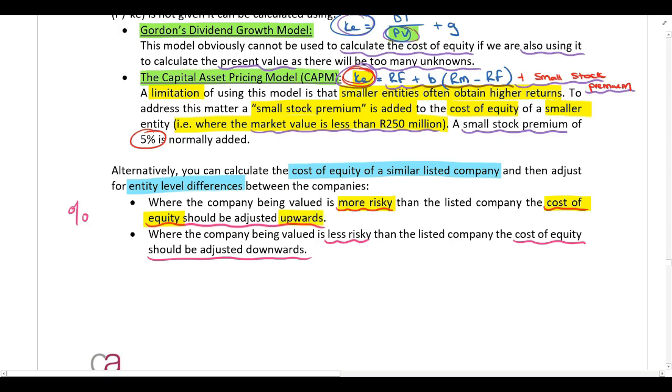On the other hand, if your company is less risky, the shareholders will accept a lower return on the investment, so we adjust the cost of equity downwards.